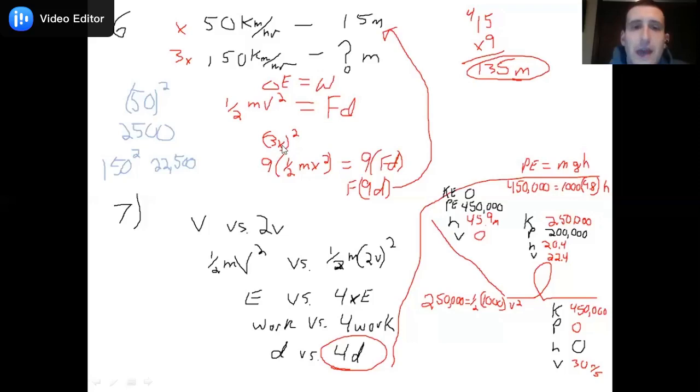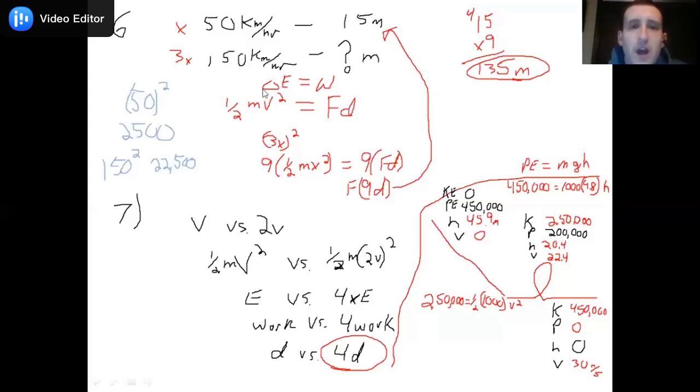So 3x squared is going to be 9 times bigger than just x squared. The 1/2 and the m are the same in both cases. So we have 9 times as much energy at the higher speed. They didn't ask us how much more energy. They asked us how long it took us to skid to a stop.